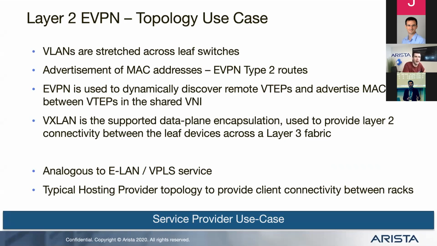All we're doing here is advertising MAC addresses using type 2 routes. EVPN is then used to dynamically discover the remote VTEP, so it's advertising who is connected to a particular layer 2 segment. And then, of course, advertising the MAC addresses between the VTEPs to provide connectivity. VXLAN, of course, is then used as the forwarding plane. This is similar to an ELAN or a VPLS type of service.